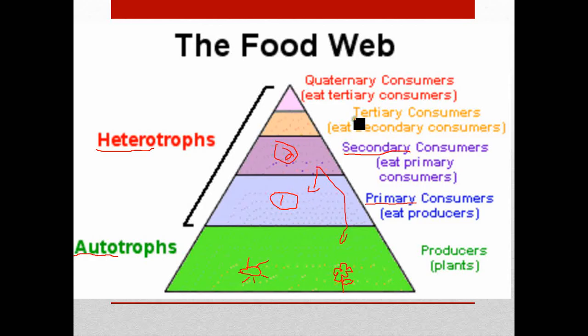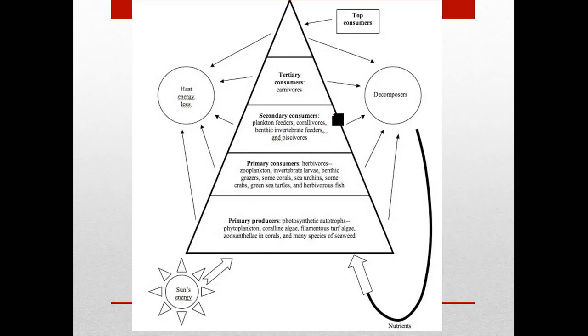And then it keeps on going. You have tertiary, which is the third level, and then quaternary, the fourth level. You can keep going. It's pretty much the same diagram. It's just saying producers are the ones who produce the food, and consumers are the ones who consume the food.